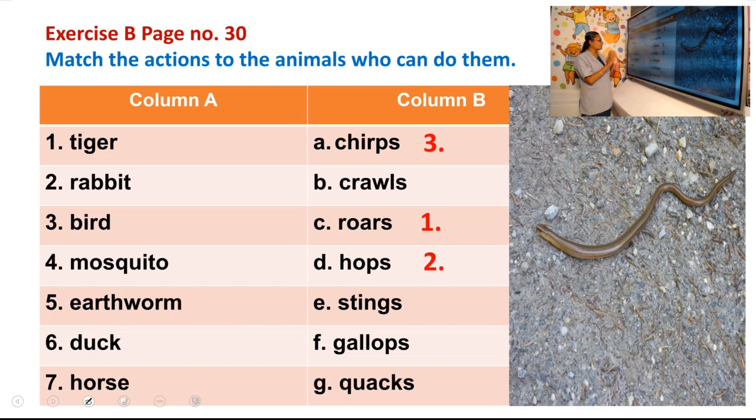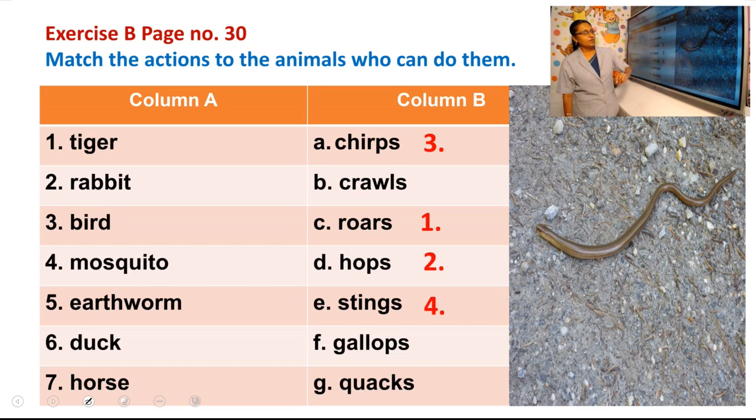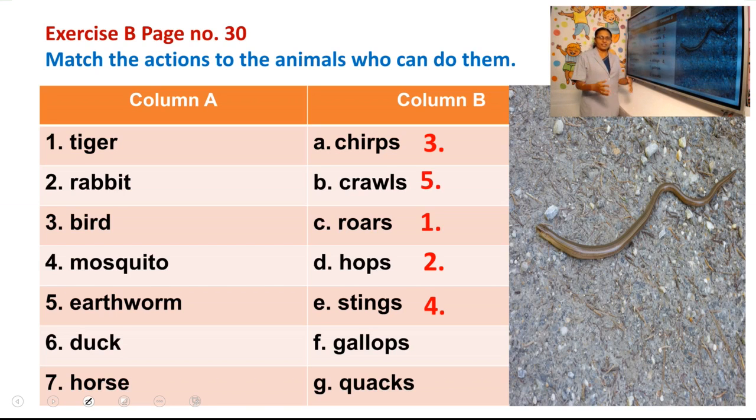Next, all of you know the 4th question's answer, mosquito. Exactly, right answer. What does a mosquito do? Stings. Every night, mosquito stings, right? Mosquito stings. Earthworm. 5th one, earthworm. What does an earthworm do? Earthworm crawls. Crawls means move by dragging the body along the ground. That is crawls.